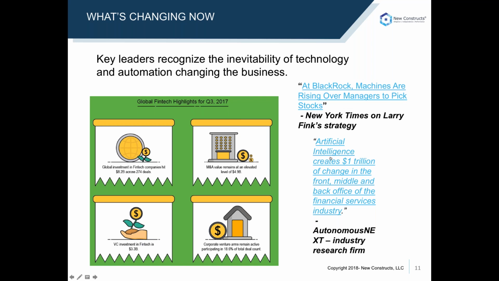Another firm, Autonomous Next, forecasts that over $1 trillion of cost savings will be taken out of the middle and back office in the financial services industry. And a lot of that is related to research and research automation. They're simply processes that machines can do better than humans in this space.